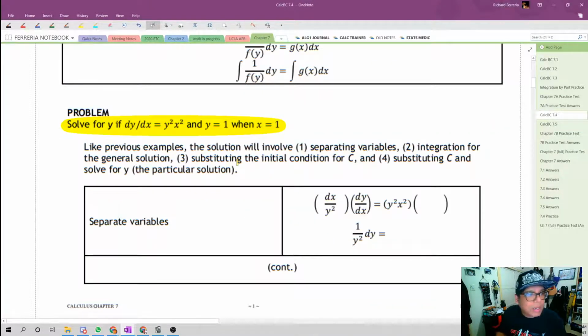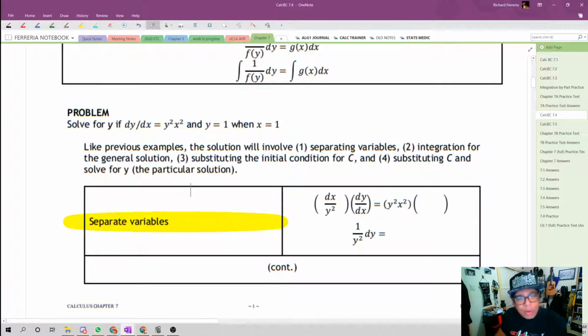Here we're going to solve for y. dy/dx equals y squared x squared, where y is 1 when x is 1. Remember, y is 1 when x is 1. That part is our initial condition. And in this case, we don't just have an x, we have an x and a y. So we get to practice separating variables.